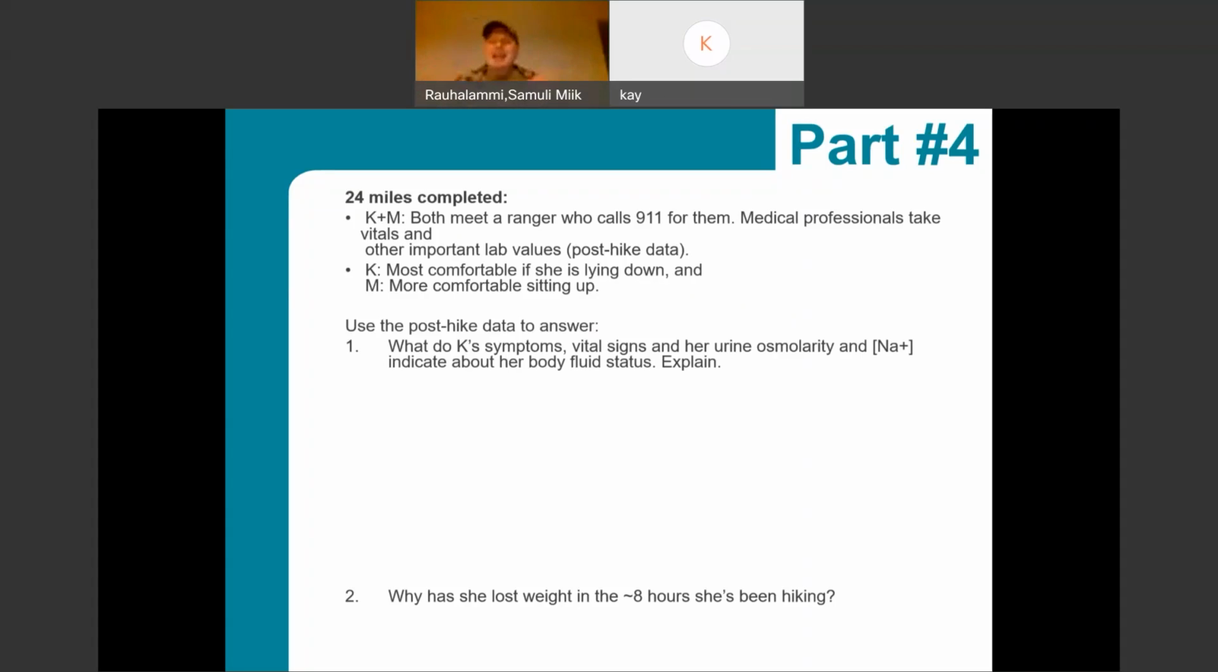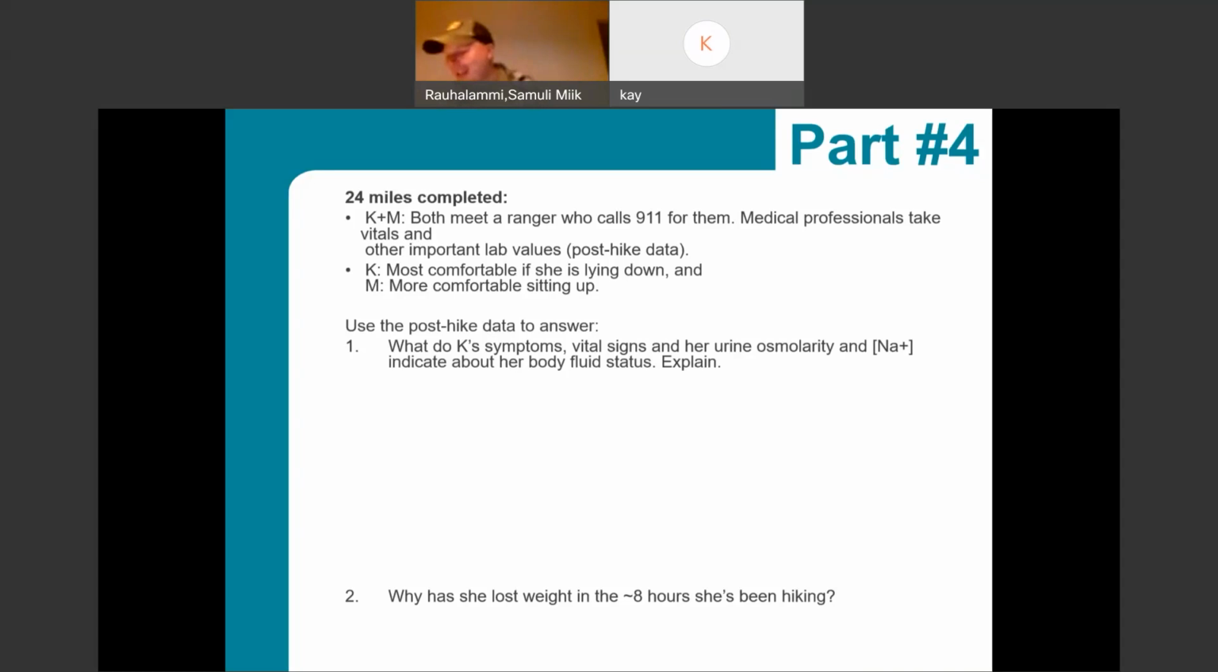And again, in 8 hours, you're not going to build big muscles. What we're seeing is that she's gaining weight because she has so much water inside her compared to what it was before. So those are things that we're going to look for, and we're going to look for signs and symptoms that explain why this happened.